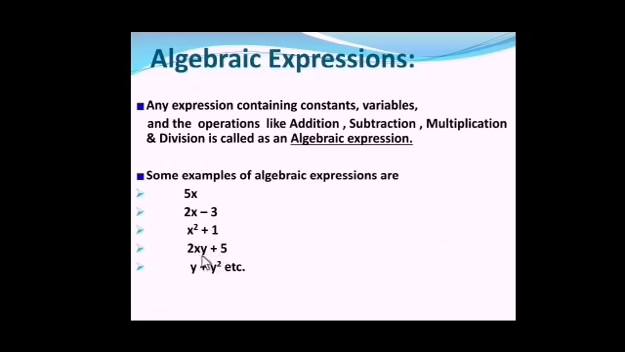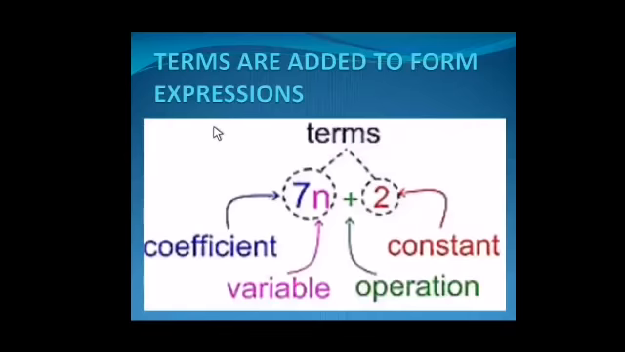Here how many variables are there? There are two variables, that is x and y. Next, y plus y square, etc. Now, how these expressions or algebraic expressions are formed? So, what is written here is, when terms are added, what is formed? Expressions are formed. If I say expression means algebraic expressions only.